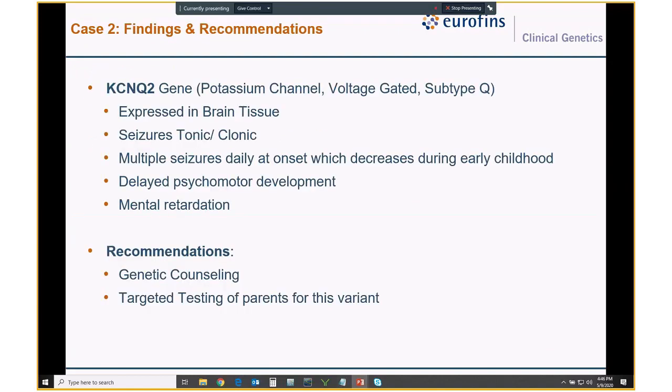So this is basically the details of the gene. Interestingly, this particular potassium channel is expressed largely in the brain tissue, and is associated with seizures, delayed psychomotor development and mental retardation. When we got this information, we talked to the clinician saying, look, this likely pathogenic variant is there. Would you like to report it? He said, yes, go ahead and report it. And when they correlated and did their additional understanding, a lot of the symptoms associated with this gene and its mutations were seen in the child.